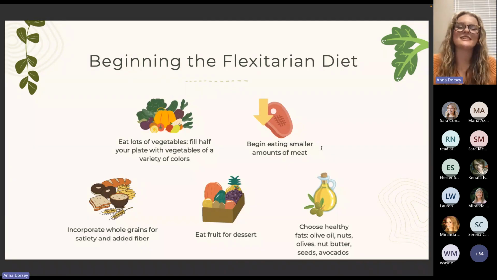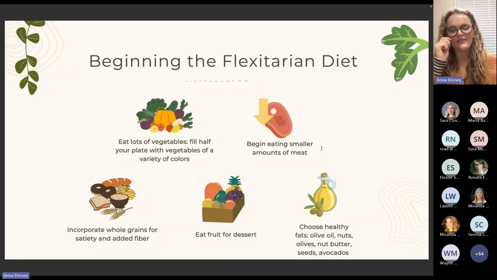So with that, we want to talk a little bit more practically about how you can begin the flexitarian diet. So we've talked about all the benefits, both to the environment and to us personally. So let's talk about what this actually looks like on a practical level.